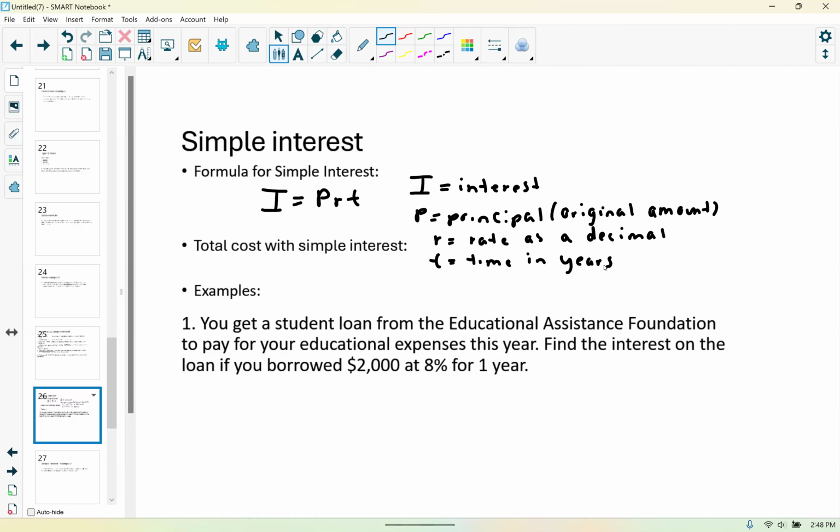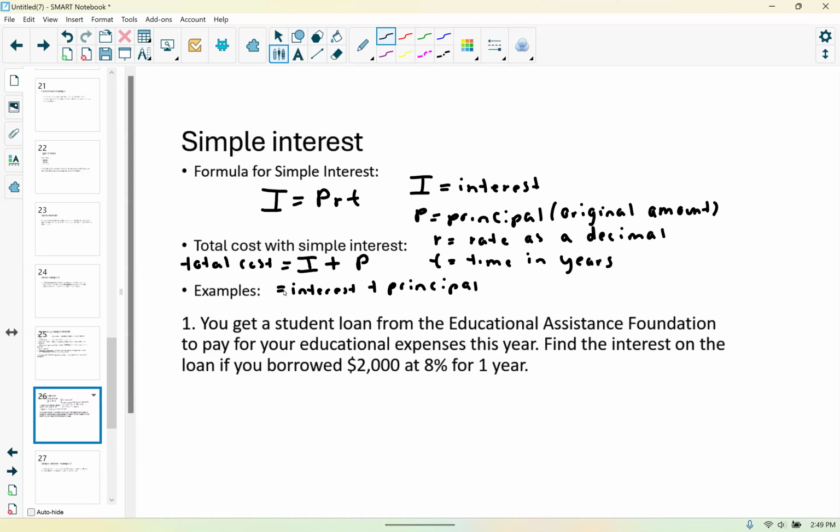So let's look at a few examples. Oh, sorry, before we do that, it says the total cost with simple interest. And so the total cost is always the interest plus the principal. Okay, so I stands for interest, plus the principal. And that will give us the total amount that we either owe or that we get.